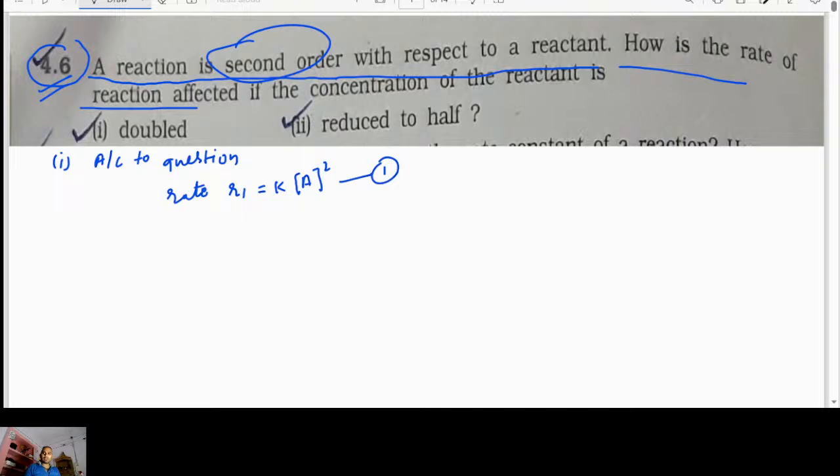Talking about the next point, student, if you see the next one, what is there? The first one we are taking: how is the rate of reaction affected if the concentration of reactant is doubled? So, let us make the concentration double. R2 is equal to K, and here is 2A, the concentration becomes 2A, and the order is second order, so this is the square only, and this becomes equation number 2. Student, if we go from 1 and 2, let us see what is happening.